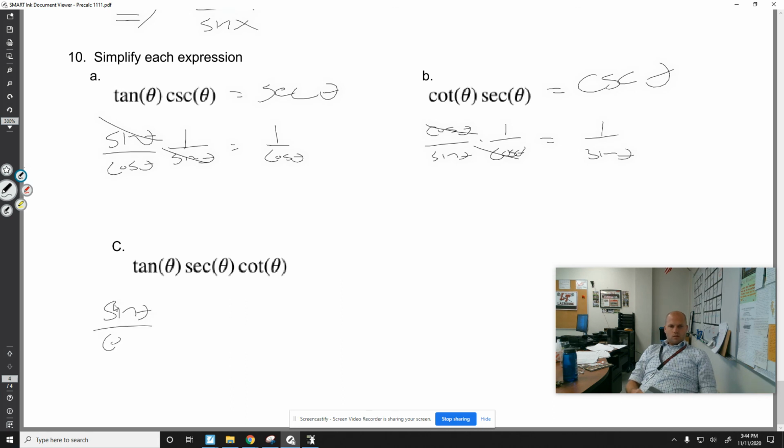Tangent. Secant. Cotangent. If you multiply everything across, sines would cancel. A pair of my cosines would cancel. Not everything. This is cosine squared and the cosine in the numerator. Just one of the cosines would cancel, giving me just 1 over cosine left over, which is secant again.